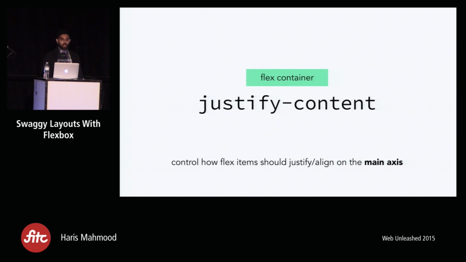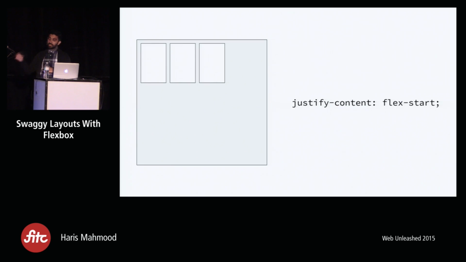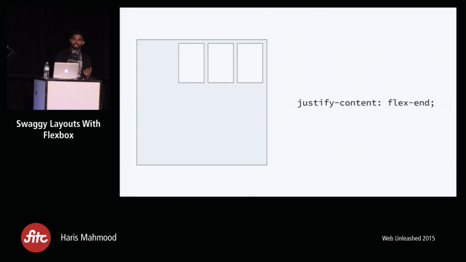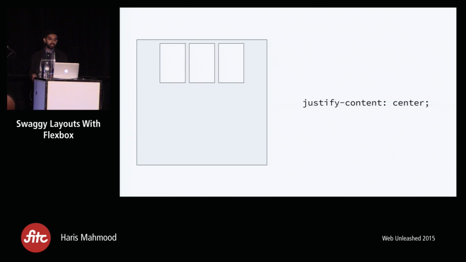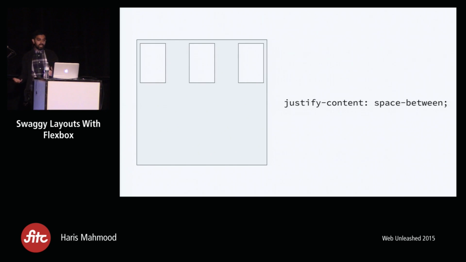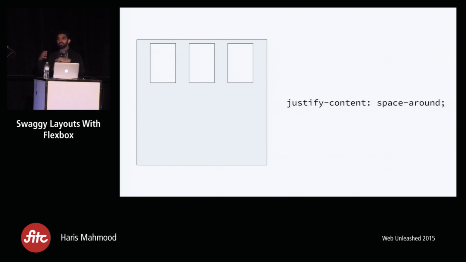Then we've got justify-content. This controls how your Flex items should align or justify themselves along the main axis of your Flex container. The first option, which is the default, is justify-content: flex-start. This aligns them all to the start of your container, to the start of your main axis. Then we've got flex-end, which aligns them to the end. Then we've got center. We've got space-between, which pushes the first and last elements all the way to the ends and spaces all the other ones out evenly. Or we've got space-around, which distributes the space in and around, even on the sides, the extreme ends of your Flex items.